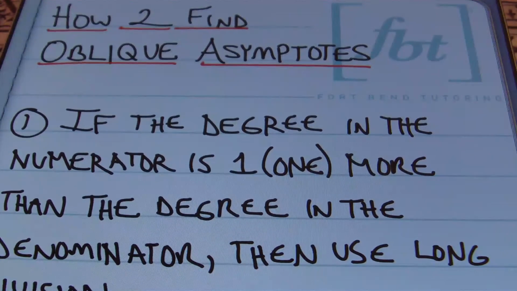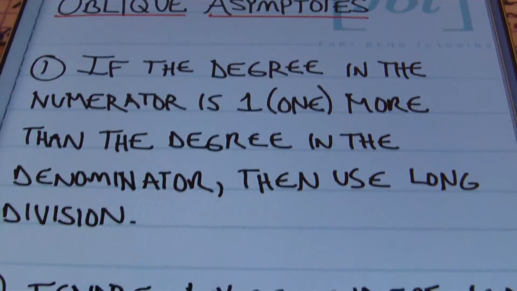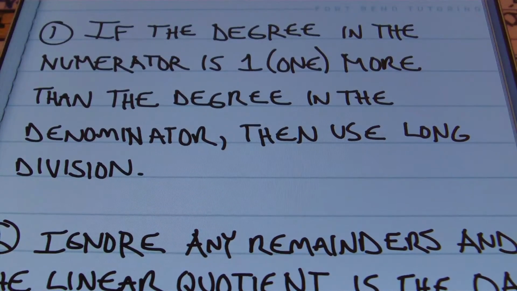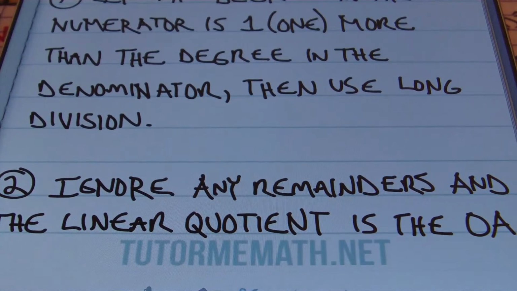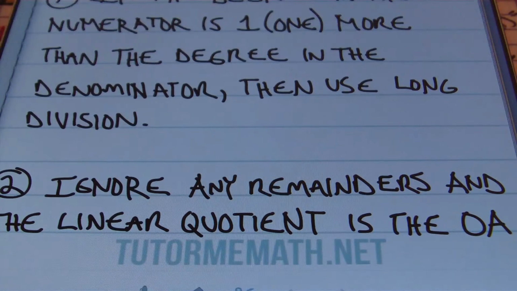It's the same thing, people. Number one, if the degree in the numerator is 1 more than the degree in the denominator, then you're going to use long division in order to find the oblique asymptote. When doing the long division, you're going to ignore any remainders that you may end up with, and the linear quotient is your oblique asymptote. Two steps. That's all you need to do. So let's go ahead and check out some examples.